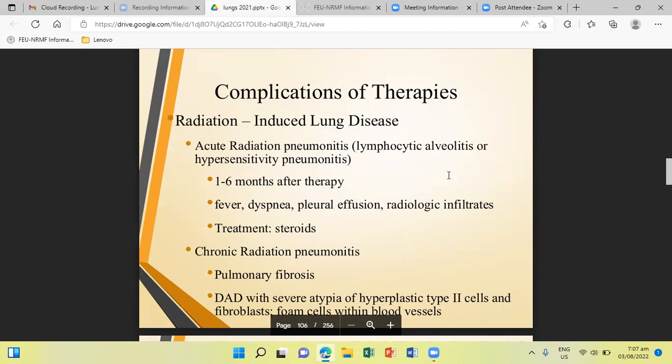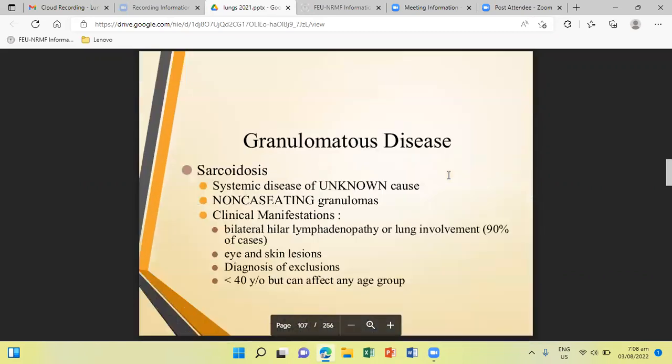Radiation is often given to thoracic tumors like esophagus, breast, mediastinal, and of course the lungs. It most often involves the lung within the radiation portion. Acute radiation pneumonitis occurs 1 to 6 months after irradiation. The patients will usually present with fever and dyspnea out of proportion to the volume of lung irradiated. It can also be chronic radiation pneumonitis. Among these patients, the most predominant manifestation that you would see would be pulmonary fibrosis.